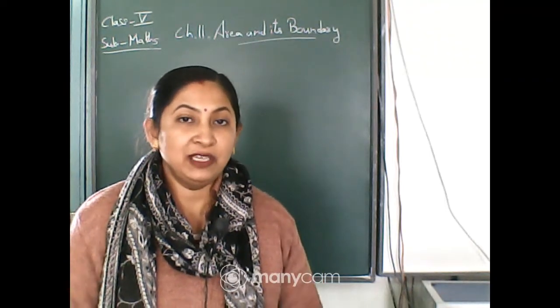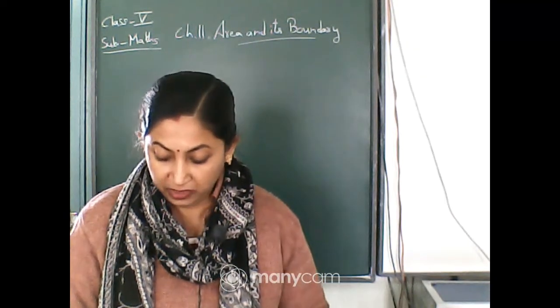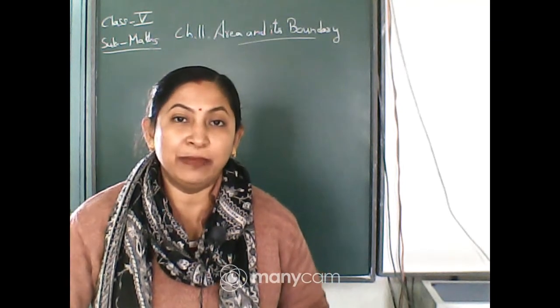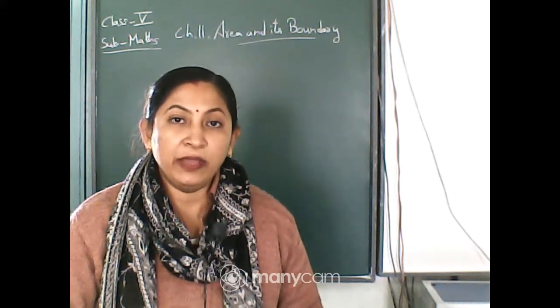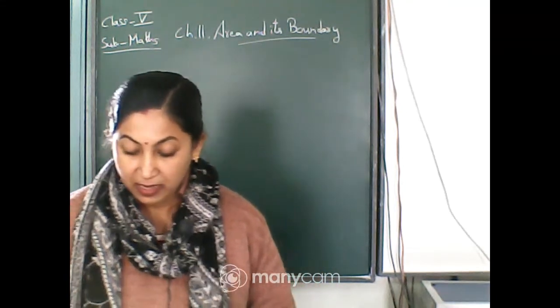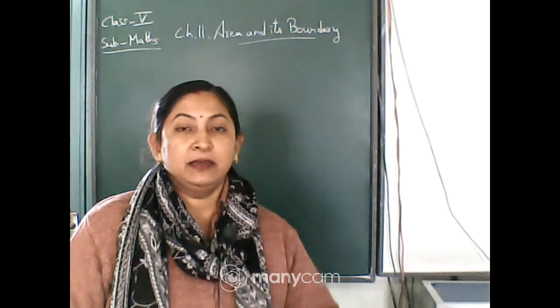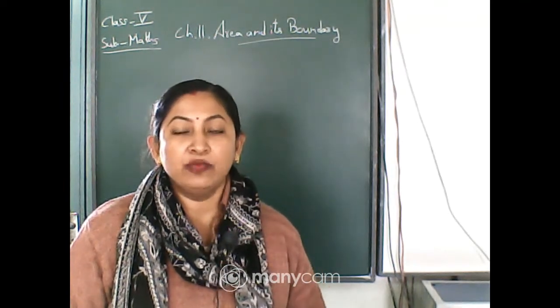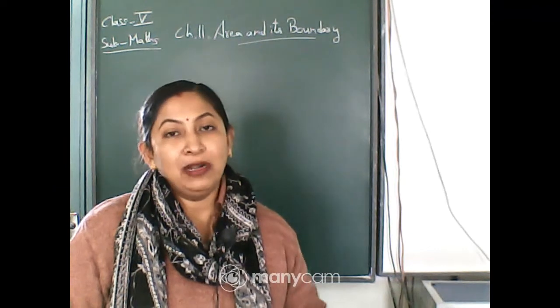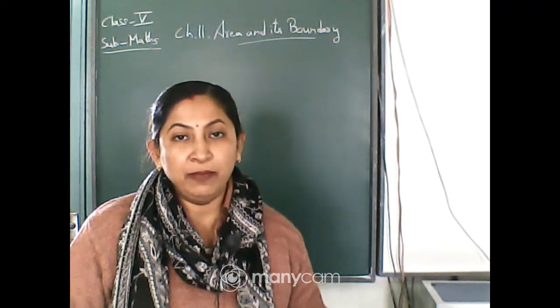We were doing chapter number 11, area and its boundary. For this chapter we have already completed page number 146 of Math Magic. So kindly take out page number 147. As the topic is area and its boundary, you have to deal with all types of sums of area and perimeter.